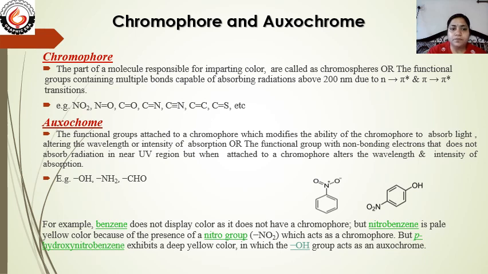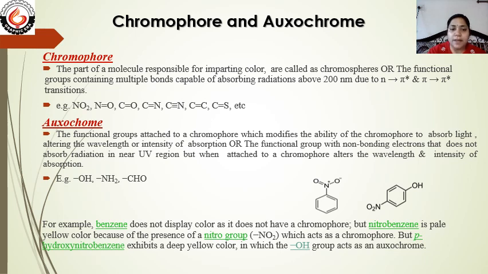Then oxochromes. Oxochromes are the functional groups attached to chromophore which modify the ability of chromophore to absorb the light. That means these groups by themselves are not able to absorb the UV radiation. But if these are present along with the chromophores, these groups enhance the ability of chromophore to absorb the light. That means due to presence of these oxochromes, the value of lambda will be changed.